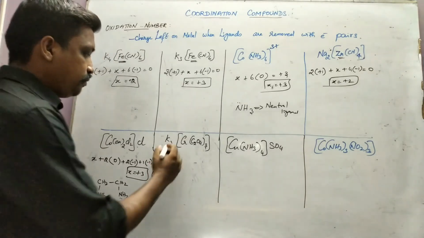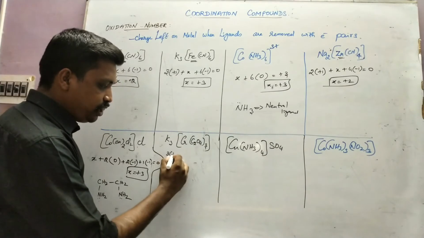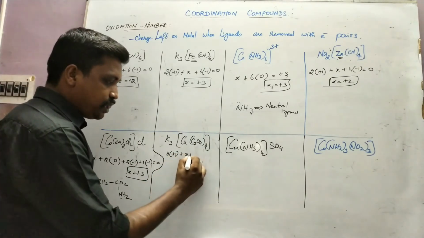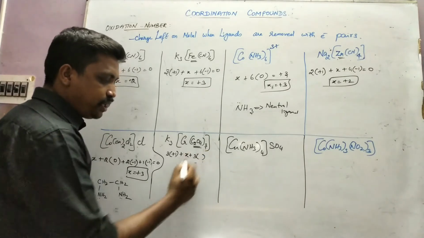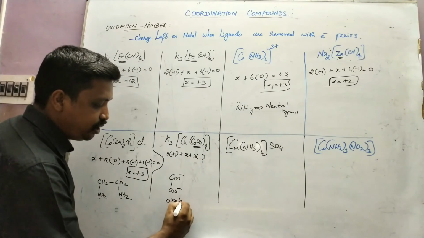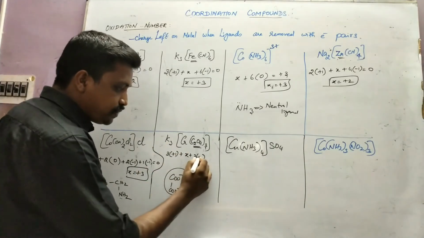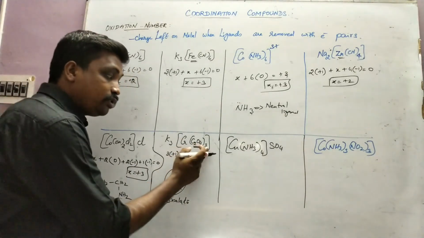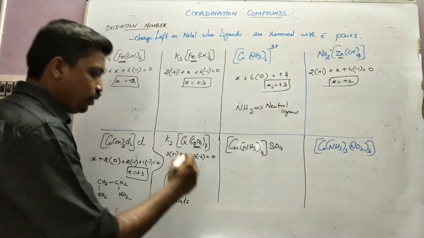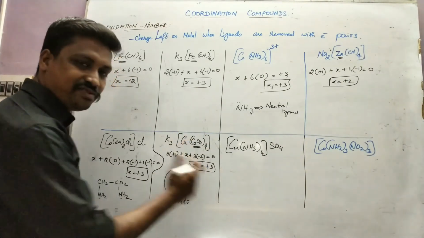Right? Then look here. What is the charge of potassium? 3 into potassium charge is +1 plus chromium, let it be X, plus, what is the ligand here? It is nothing but oxalato. What is its charge? One oxalato has a charge of -2. Here there are 3 oxalato species. So the sum of all the values is equal to 0. So by simplification, we can get the value of chromium as +3.